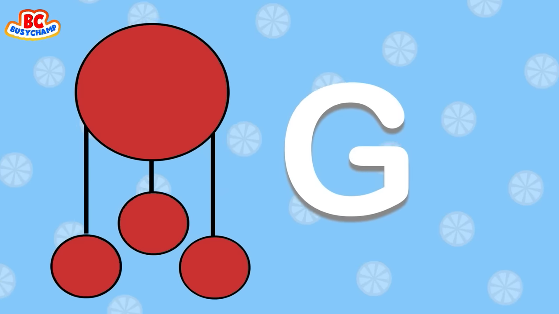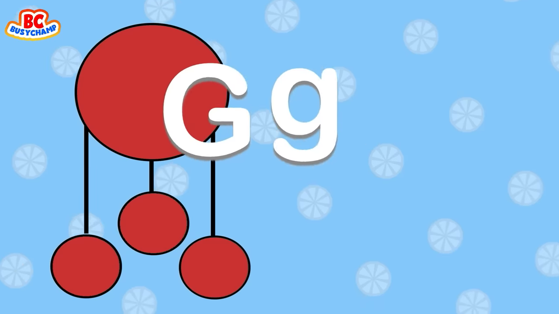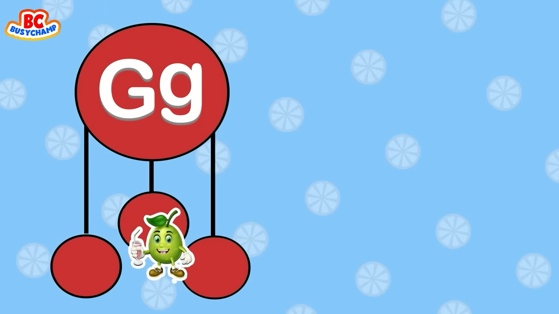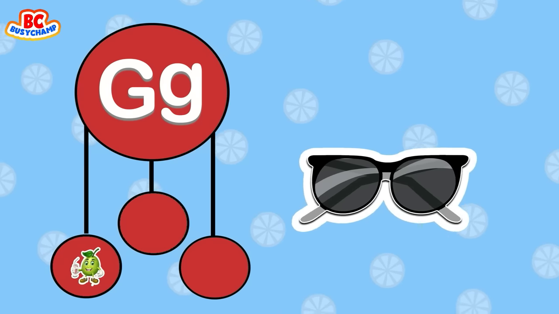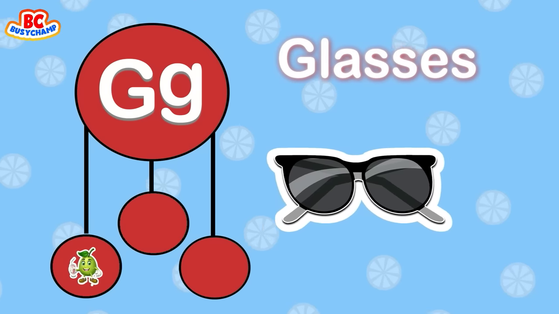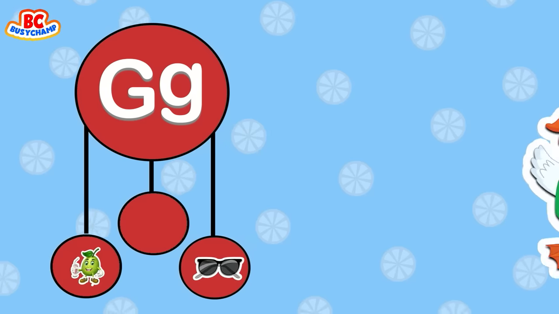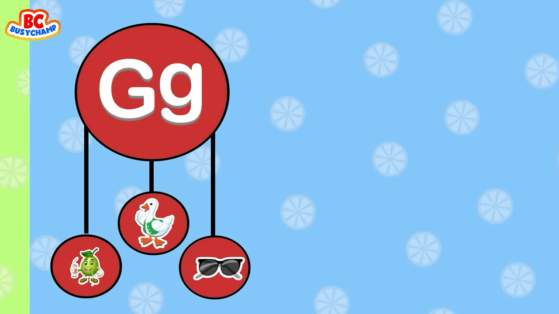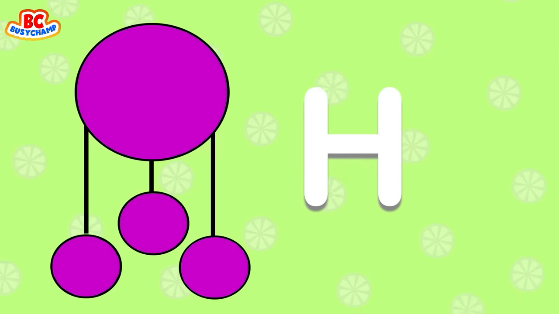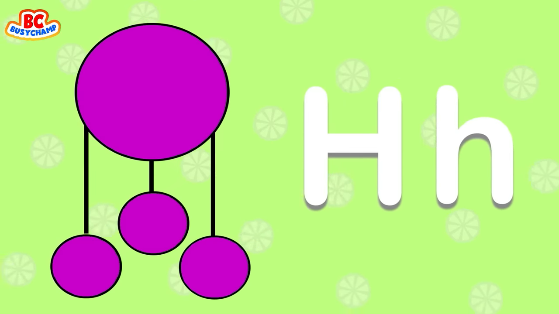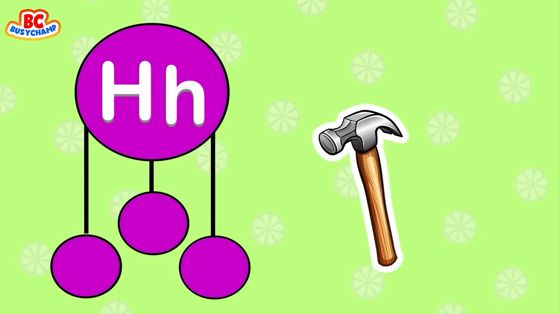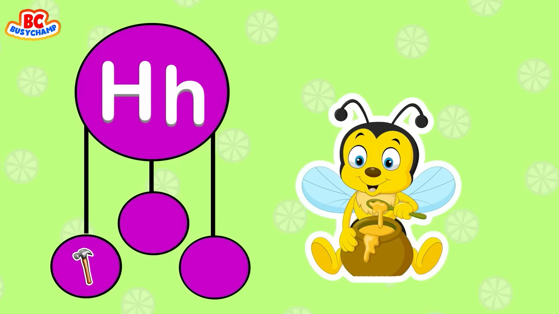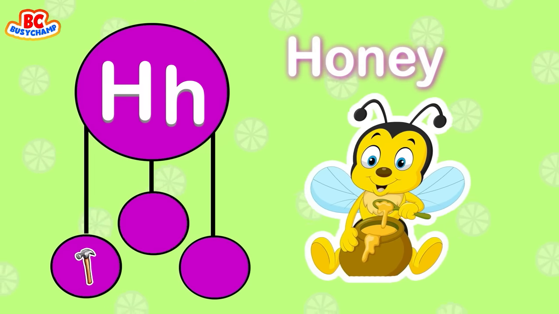The sound of G is G. G, guava. Glasses. G, goose. H. The sound of H is H. H, hammer. H, honey.